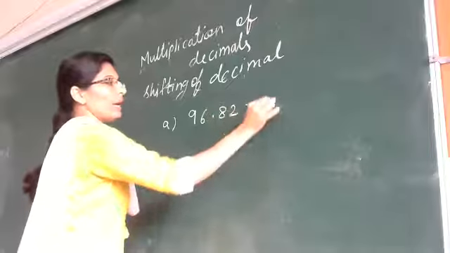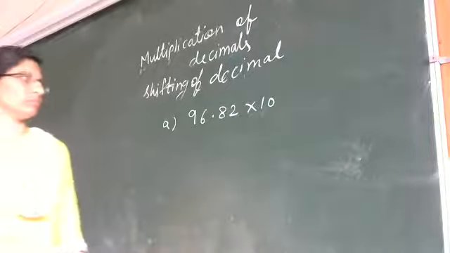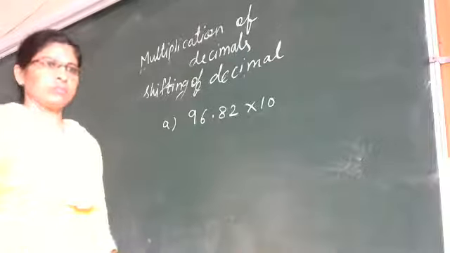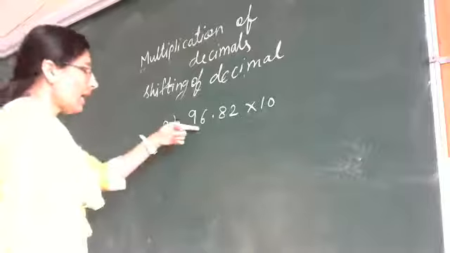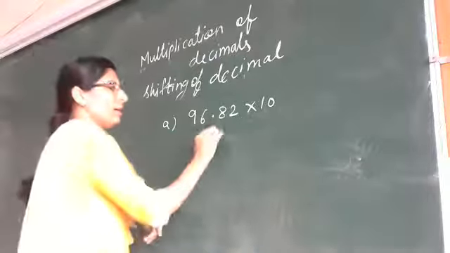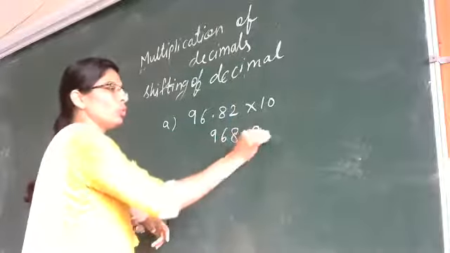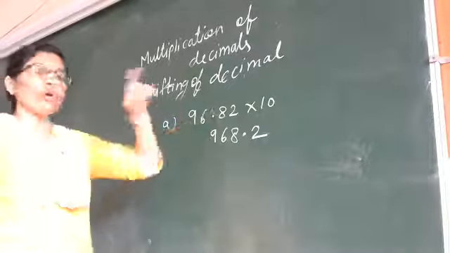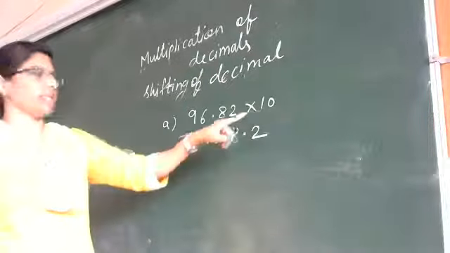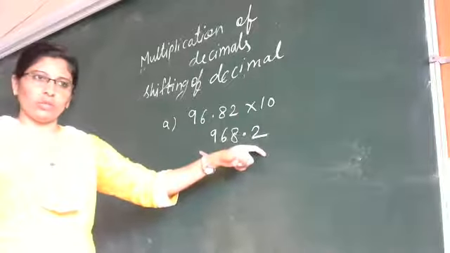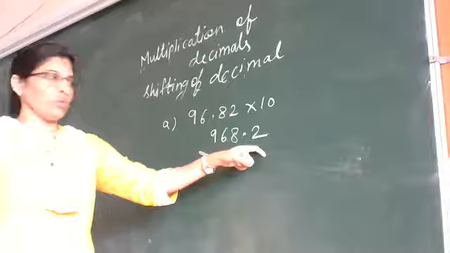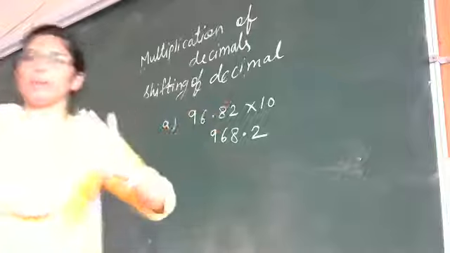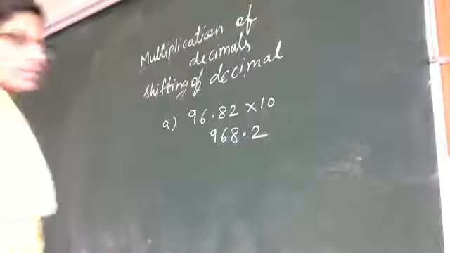96.82 multiplied with 10. 968.2. Yes, correct. Right side, Shreyash. You are shifting to the left side. You have to shift to the right side. Multiply means shifting to the right side. Please remember that.